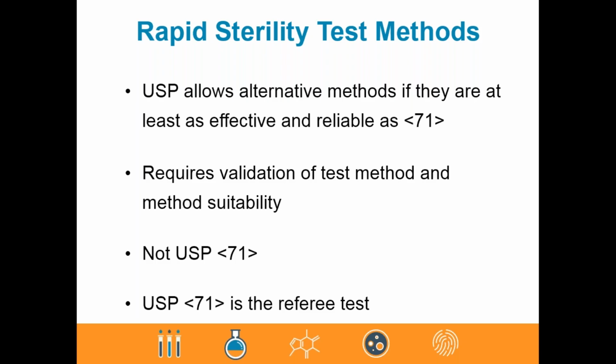These rapid sterility test methods, because the nature of the test is so much different than a USP 71 test, they are not a USP 71 test. And if there is any doubt as to the results of a rapid sterility test method, the USP 71 test is ultimately going to be the referee test, meaning that the rest of your batch may be subject to a USP 71 test, and the results of that test will ultimately give the status of your batch.